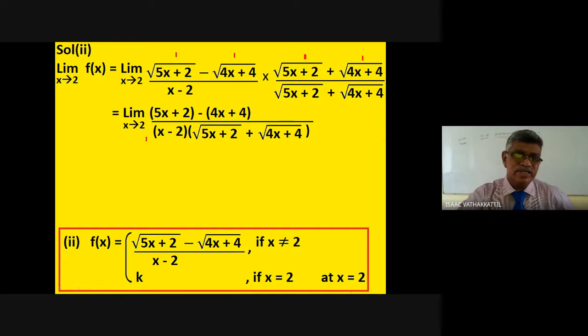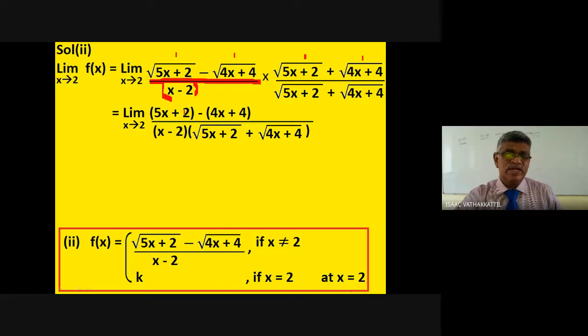And the denominator is x minus 2 here. As this bracket, this will act as a bracket. No need of another bracket here. X minus 2 into under root 5x plus 2 plus under root 4x plus 4.